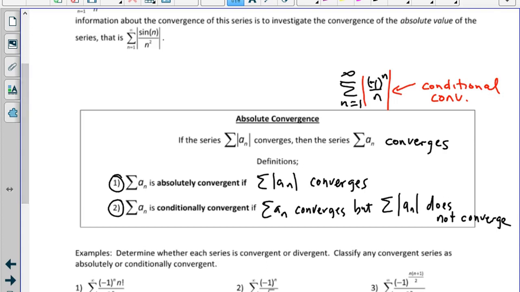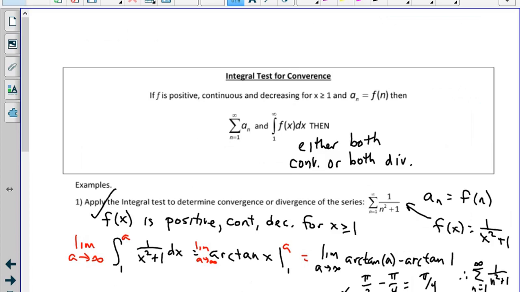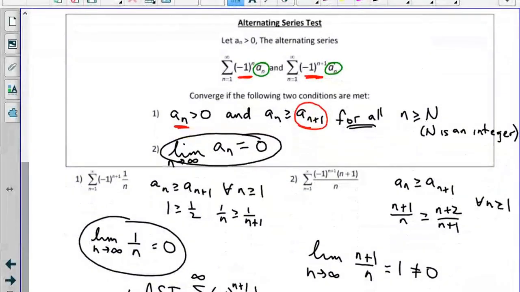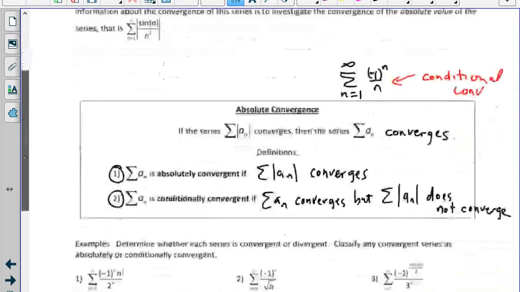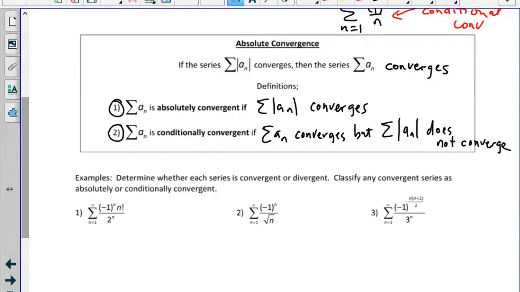But if I get rid of the absolute value, then this conditionally converges because I know that the alternating harmonic series converges, which we learned in the previous lesson right here. That's the alternating harmonic series. Okay, so if we're taking a look at this, that's the difference between absolutely convergent and conditionally convergent. So let's take a look at some examples.